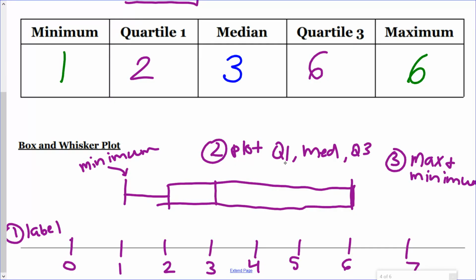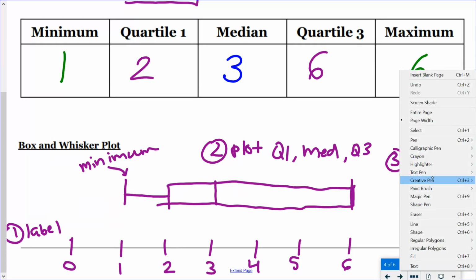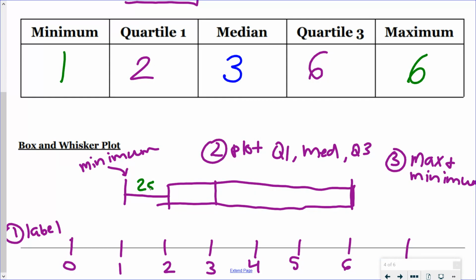Each piece of my box and whisker plot is equal to 25% of the data, which means that 25% of the data lives between the minimum and quartile 1. 25% lives between quartile 1 and the median. 25% lives between the median and Q3, and another 25% lives between Q3 and the maximum, which happens to be the same.